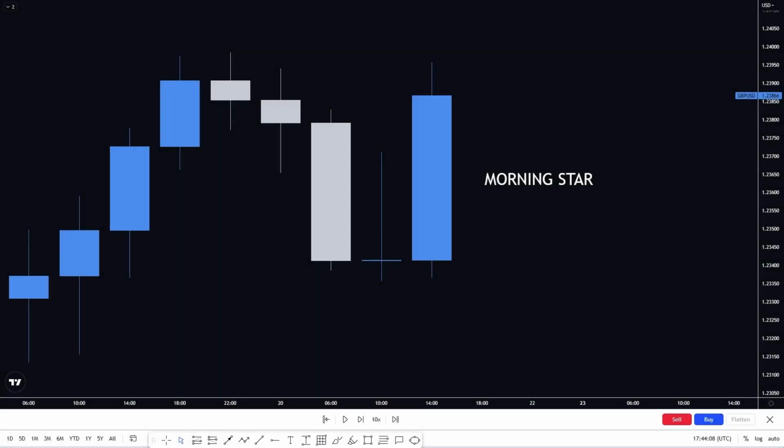Now here we can see a slightly different formation made up of 3 different candles. This can be seen as the morning star or the morning star doji, and what it shows us is a complete reversal in momentum within 3 candles.